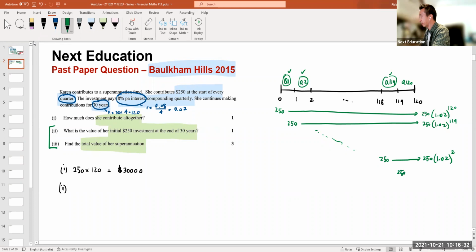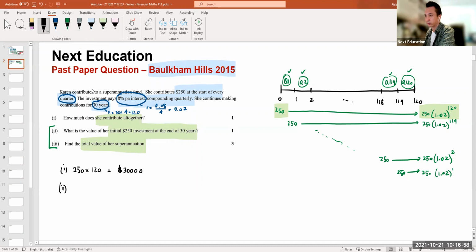So the last period there, so that's done. The last period, so as well, 1 quarter of compounding. And that's our accumulated value for part 3. Now, what's part 2 then? Part 2 is basically saying, what is the value of the initial? That's this guy. So all they want for part 2 is this amount, right? The compound amount of the initial $250.